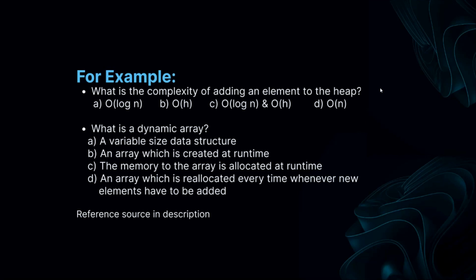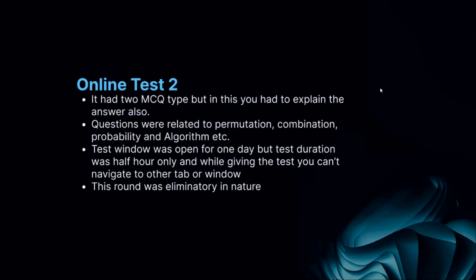Now let's move to online test 2. Last year it had 2 MCQ questions. In this you had to choose the correct option but a text box was also given to write an explanation for the chosen answer. Questions were related to permutation combinations, probability and algorithms etc. And in this also the test window was open for a day but the test duration was 30 minutes only. This round was also eliminatory in nature.